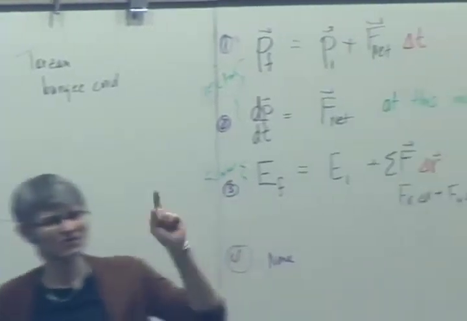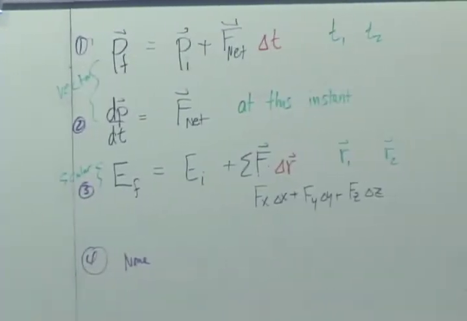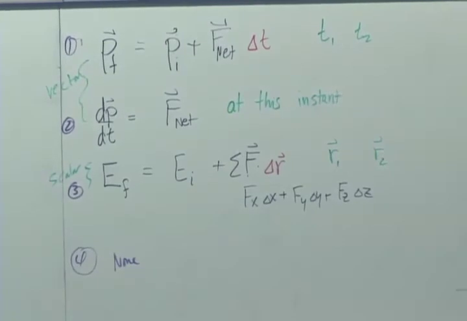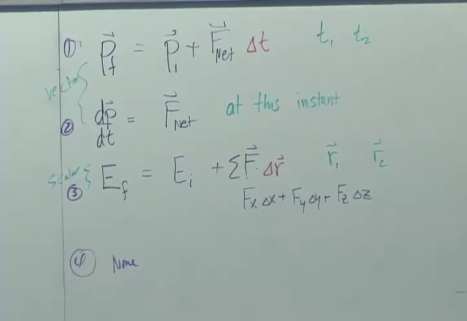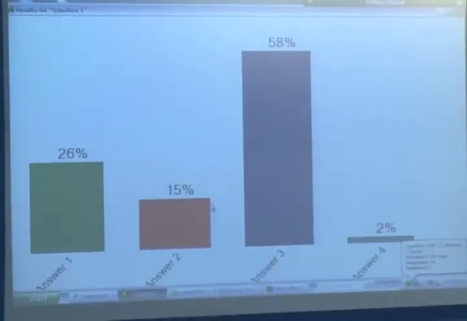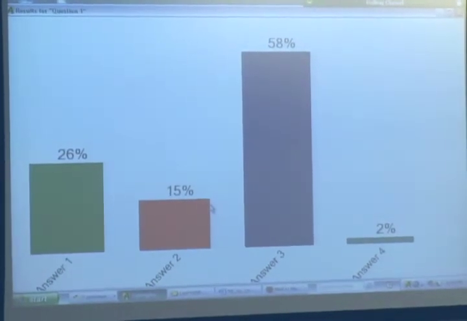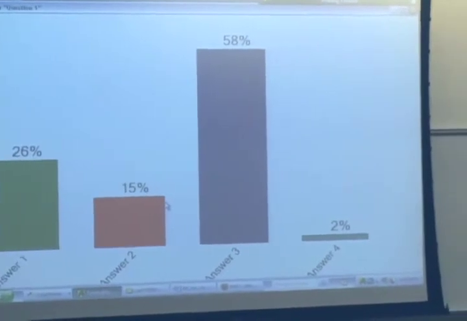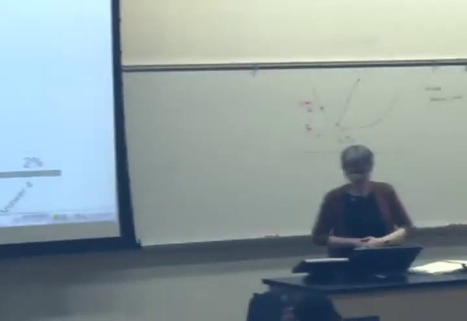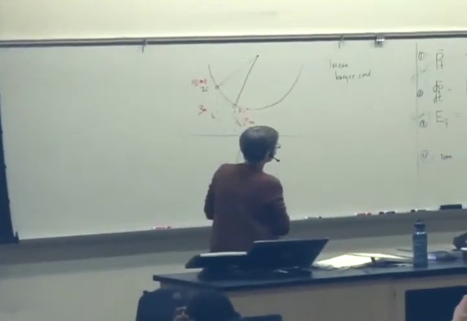I'm asking what you're going to try first. It's a heuristic. I'm not promising you that it's going to give you the answer you need. About a quarter for this form of the momentum principle, about 15% for that form of the momentum principle, and about 60% for the energy principle.